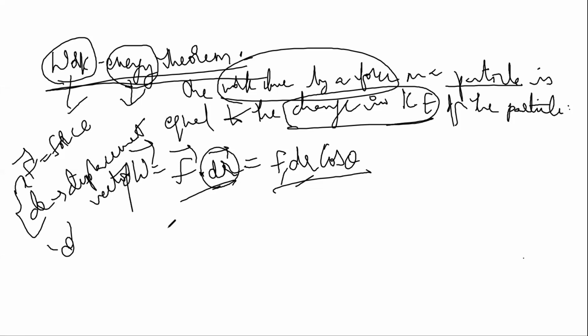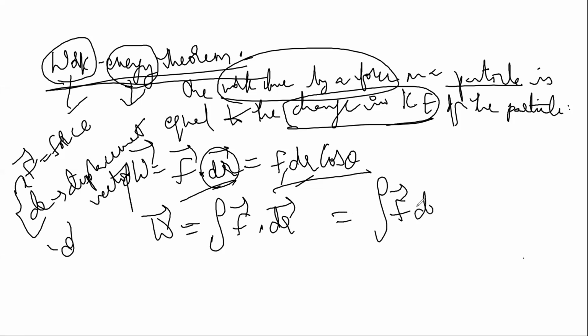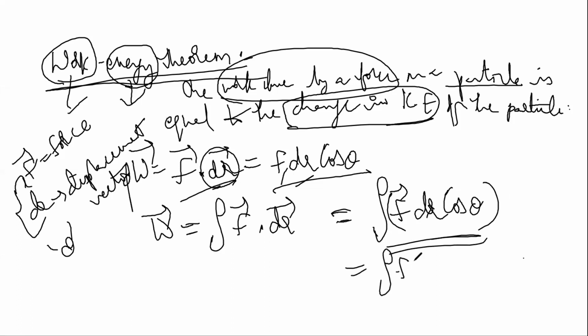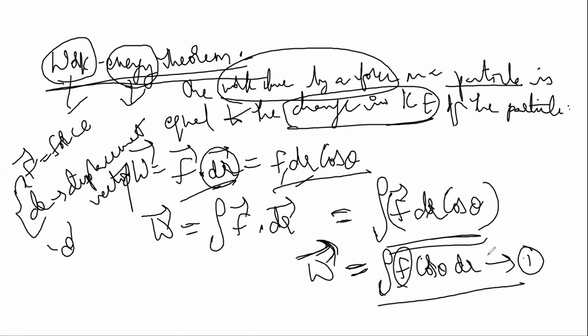Because of a small displacement, that means dW. So I want W. What I'll do is integral F dot dr, which is equal to integral F dr cos theta. I substitute the dot product, F dot dr equals F dr cos theta, so I can write it as integral F cos theta into dr. Let me take it as equation 1. The work done on a particle by a force F is given by integral F cos theta into dr.